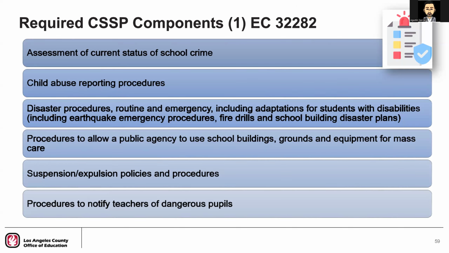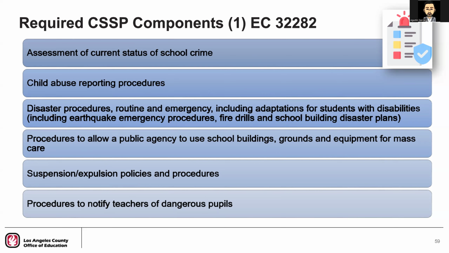The next set of slides provide the contents of the comprehensive school safety plan that are outlined in statute. There are many required components that must be included in the plan, as well as some components that are encouraged or recommended per Ed Code. Everything listed on this slide and the next slide falls under the required components. The plan must include an assessment of the current status of school crime committed on campus and at school-related functions, which may include a review of data such as office referrals, suspension and expulsion data, attendance rates, or SARB data.